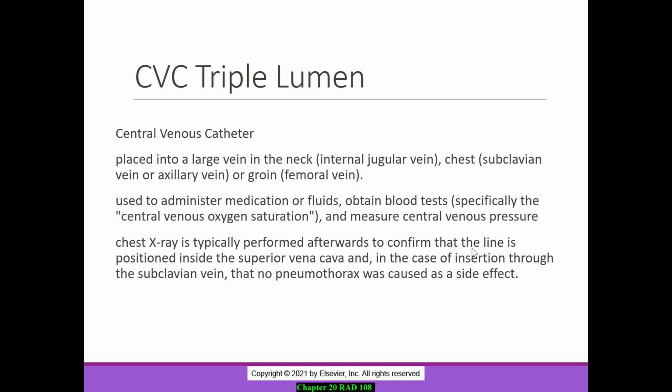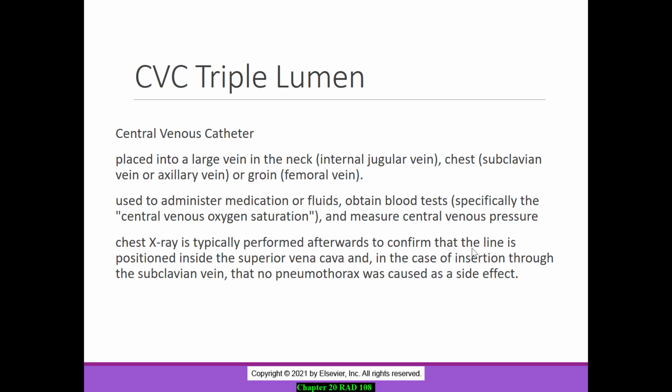So if we're looking at a central venous catheter, which is our CVC triple lumen, it's placed into the vein in the neck, so your internal jugular vein, and your chest subclavian vein or axillary vein, or it could be in the groin or femoral vein if they're having difficulties up there. It's used to administer any medications, again, take out blood, especially if they're looking at the oxygen saturation rates.